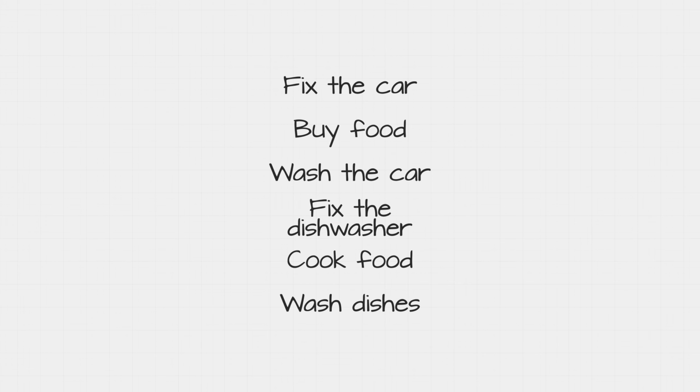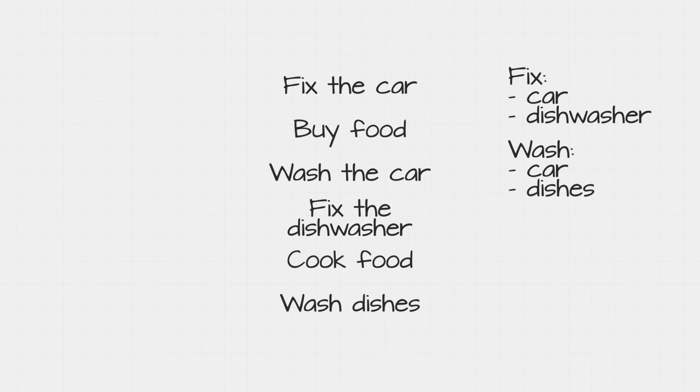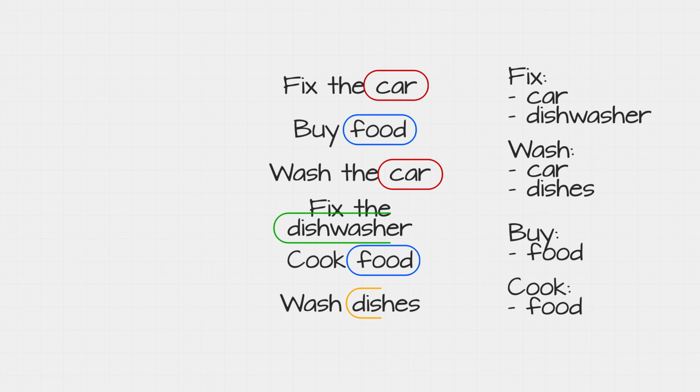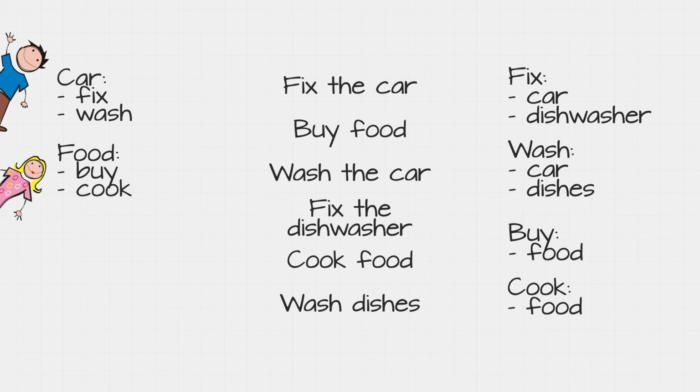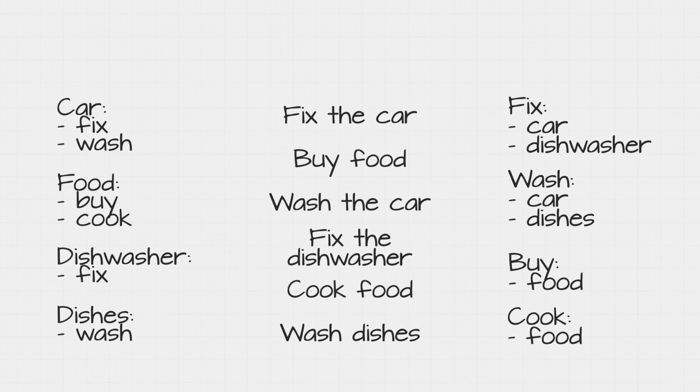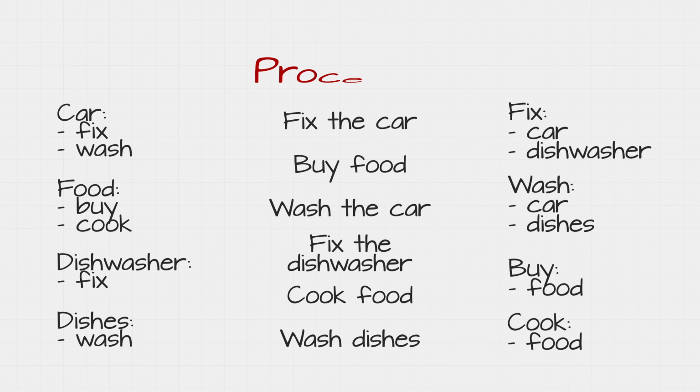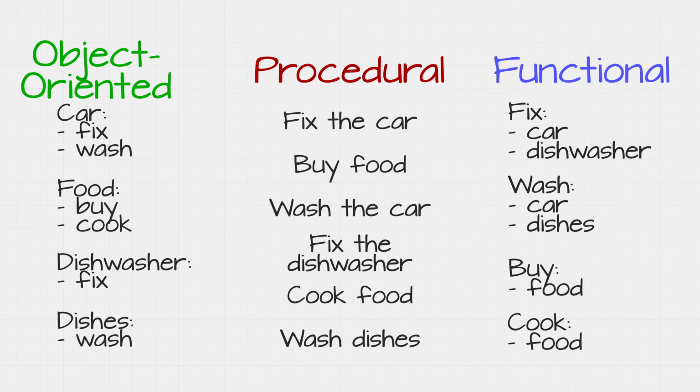Fixing the car and the dishwasher together might make sense if you already have your toolbox out, or maybe washing the dishes and the car in succession avoids wasting water. Another approach is to group tasks together by the subject of the task. Maybe the father of the family is responsible for the car and wants all the car-related tasks grouped together, while the mother is responsible for all the food-related tasks. In this case, it would be better to group tasks based on not their actions, but on the subjects of these actions. These three methods of managing a simple housework to-do list are examples of procedural, functional, and object-oriented mindsets.